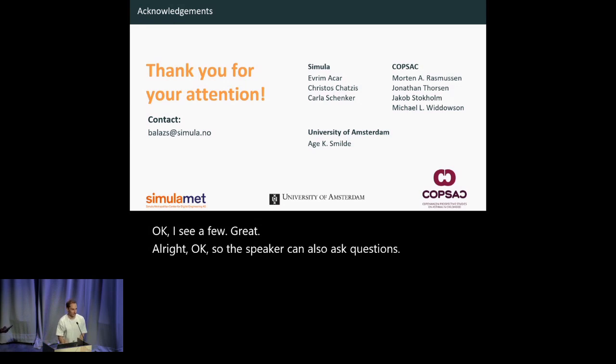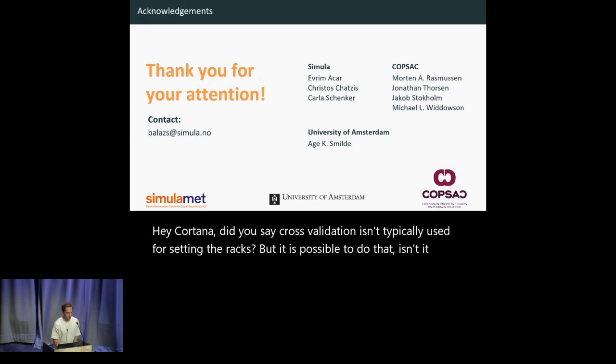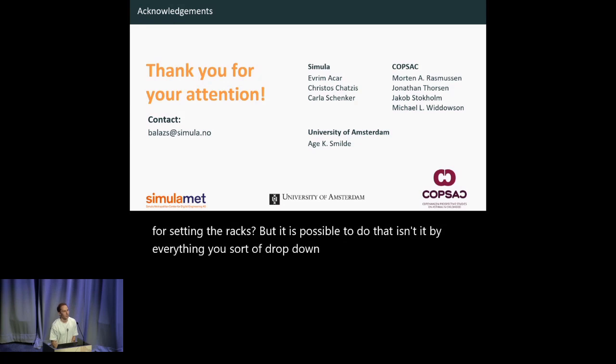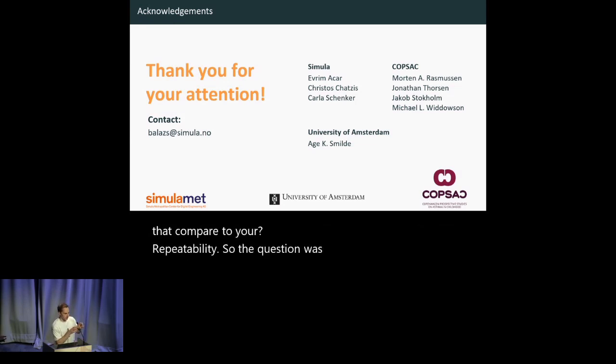So you said cross-validation isn't typically used for setting the rank, but it is possible to do that, isn't it? By having, you sort of drop down randomly within a matrix. How does that compare to your replicability method?